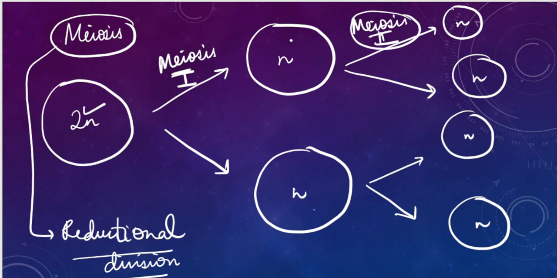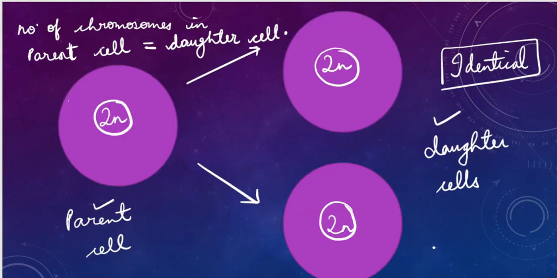If here there is diploid, we get two haploid cells, and in meiosis 2, these haploid cells again produce haploid cells only. So this is a difference between meiosis and mitosis. Here we get a total of 4 cells with n number of chromosomes. But in mitosis, how many cells did we get? We got 2 cells with diploid number of chromosomes.